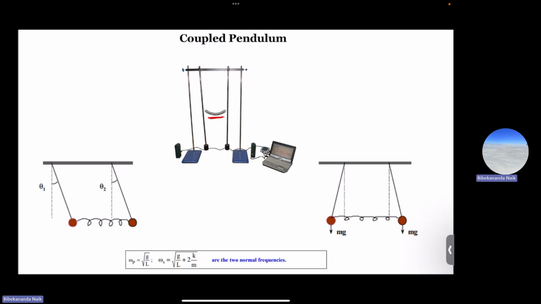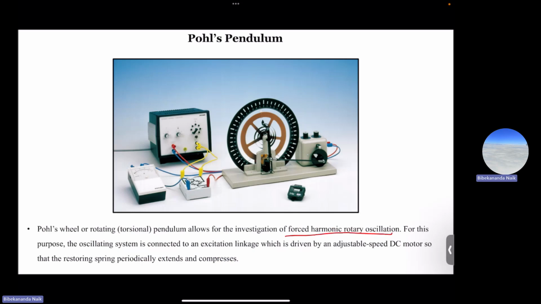And this is an example of Pohl's pendulum. Pohl's wheel or rotating torsional pendulum allows the investigation of forced harmonic rotary oscillation. The oscillation system is connected to an excitation linkage which is driven by an adjustable speed DC motor, so that the restoring springs periodically extend and compress. So we are applying force in between with a particular frequency, and this results in the forced oscillation. Pohl's pendulum is an example, and the experiment was covered in the week's content.